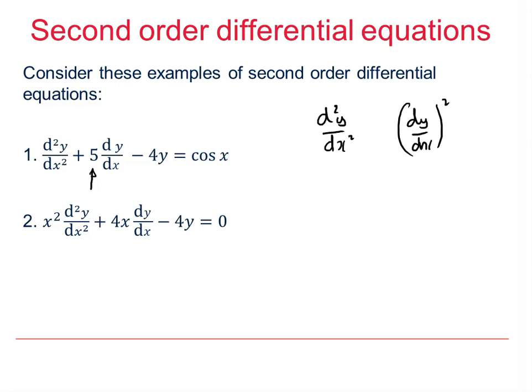The second one, however, is different in that the coefficients here, x squared, minus 4x, these are variables, so they're not constant coefficients. And these cannot be solved in the same way as the ones that you've met already. However, sometimes they can be transformed into equations that we can solve by using substitutions.